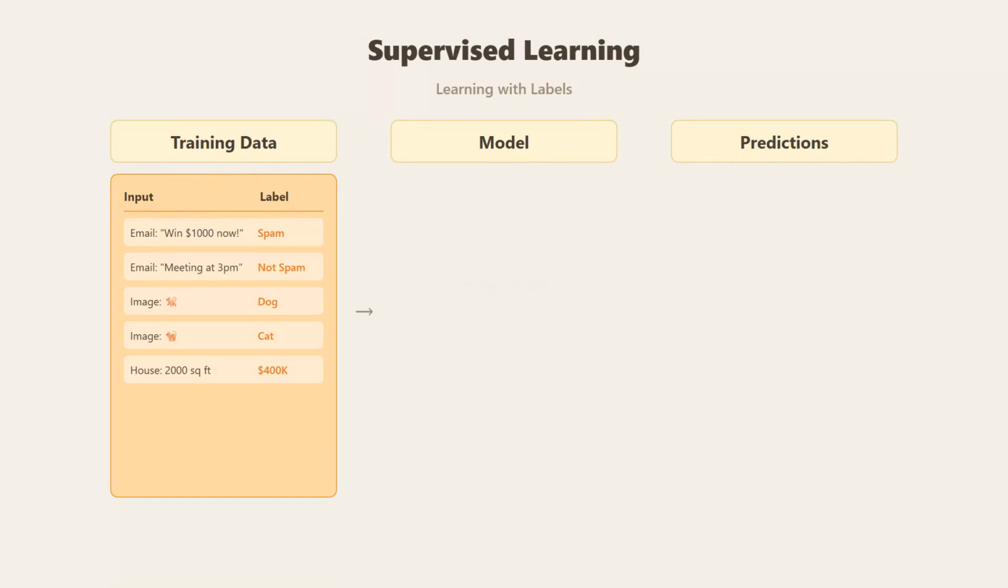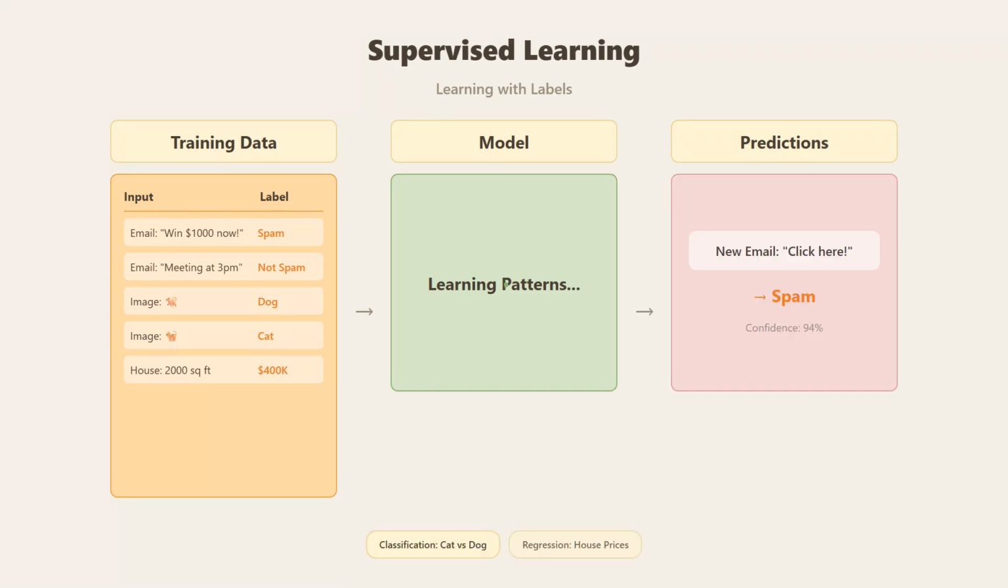Supervised learning is the most intuitive form of machine learning because it mirrors how humans often learn. It's like studying for an exam with an answer key in hand. We provide the algorithm with input-output pairs, where each input has a corresponding correct label or value. For example, we might show it thousands of emails, each labeled as spam or not spam, or images of animals, each tagged with the correct species.